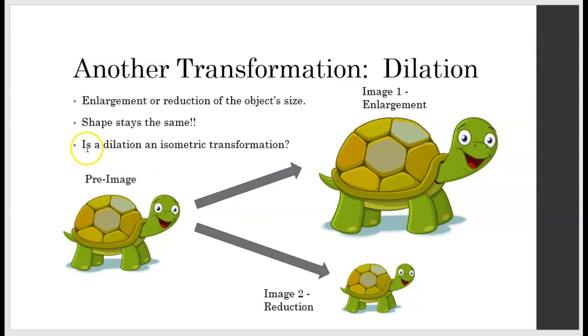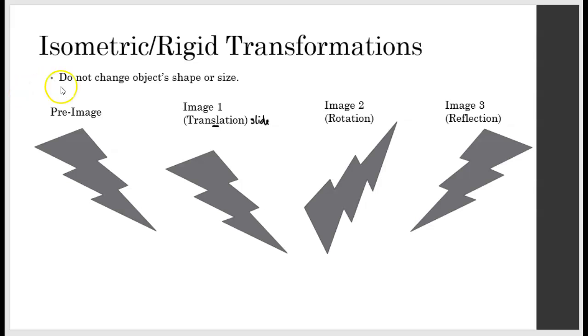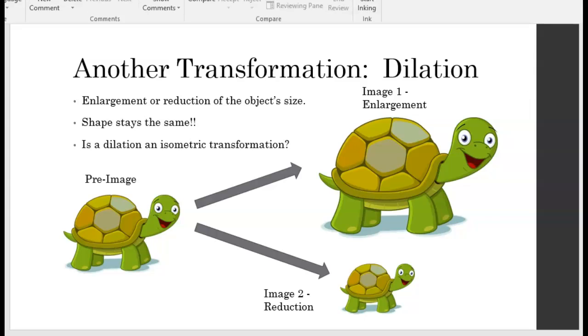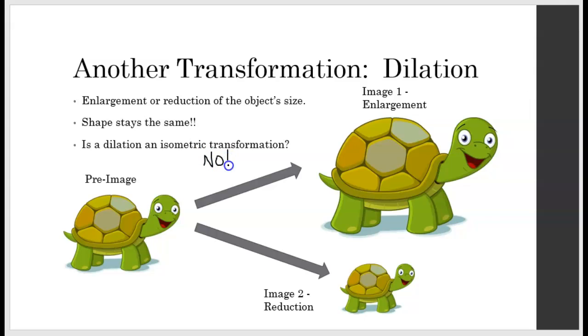So is a dilation an isometric transformation? Remember, an isometric transformation does not change the object's shape or size. Well, in a dilation, we are changing its size. That's the whole purpose of a dilation. So that means it is not an isometric transformation. We can't use the word isometric with this because we are changing its size. So no, this one is not an isometric transformation.